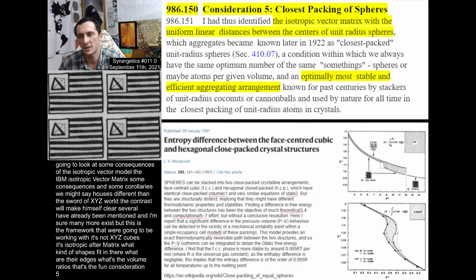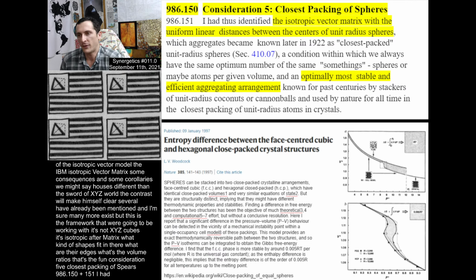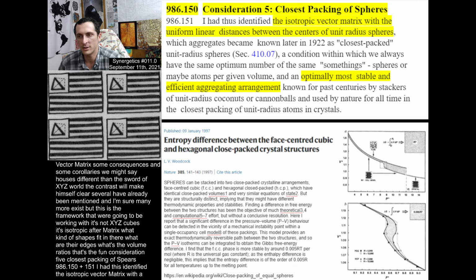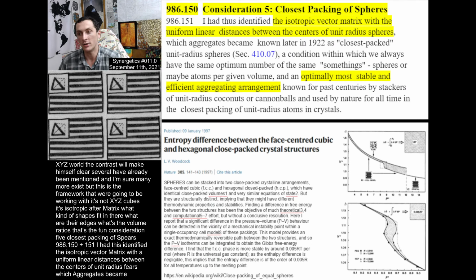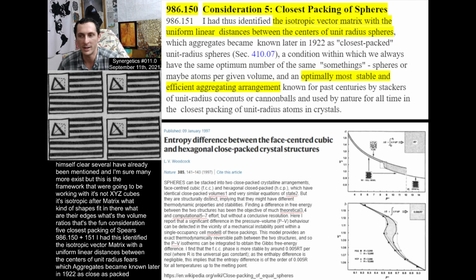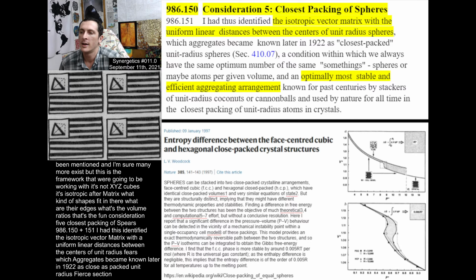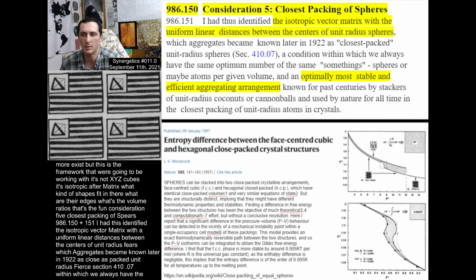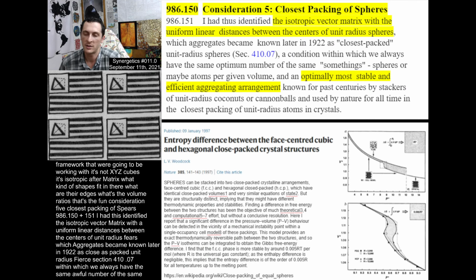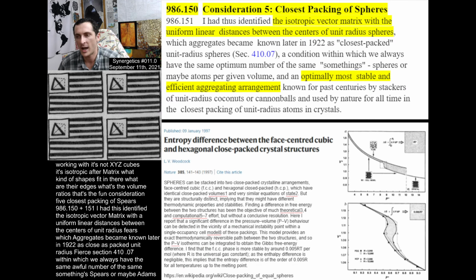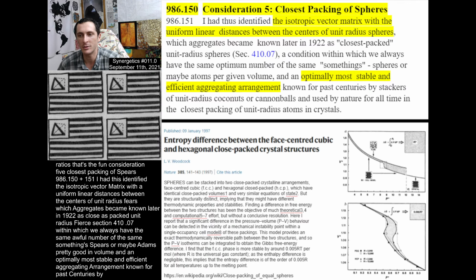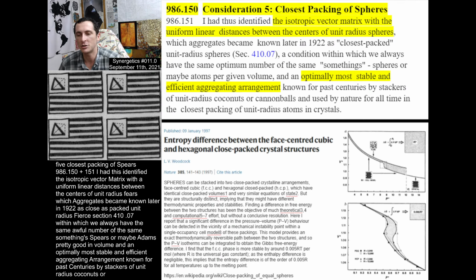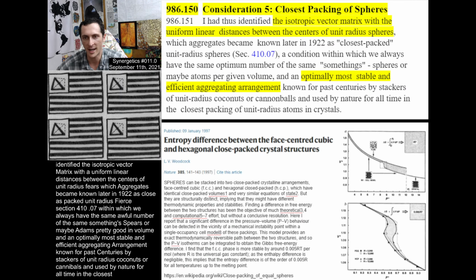Consideration 5, closest packing of spheres, 986.150 and 151. I had thus identified the isotropic vector matrix with the uniform linear distances between the centers of unit radius spheres, which aggregates became known later in 1922 as closest packed unit radius spheres, section 410.07. A condition within which we always have the same optimum number of the same somethings, spheres, or maybe atoms per given volume, and an optimally most stable and efficient aggregating arrangement known for past centuries by stackers of unit radius coconuts or cannonballs, and used by nature for all time in the closest packing of unit radius atoms and crystals.